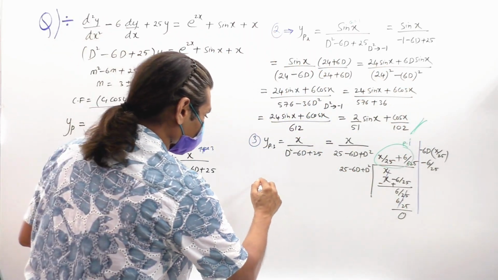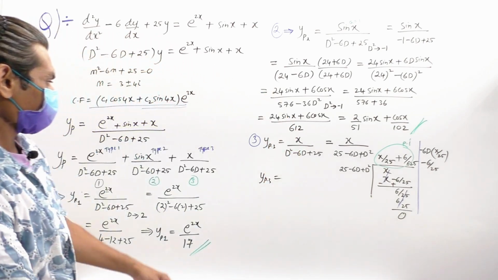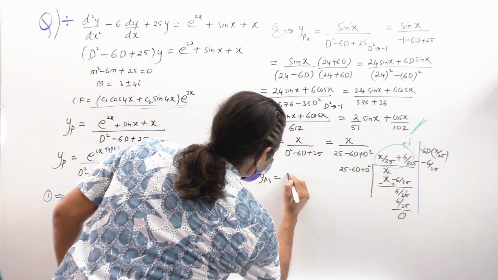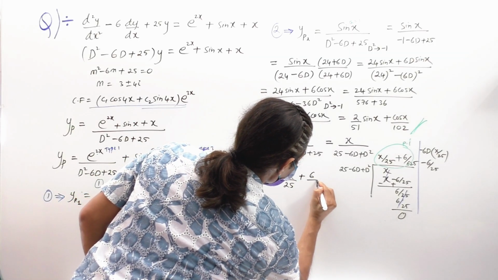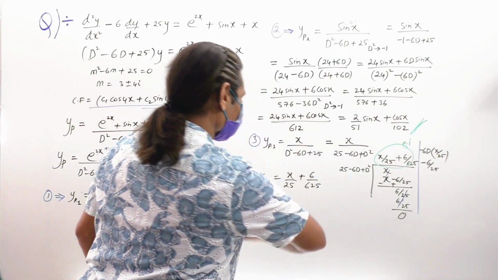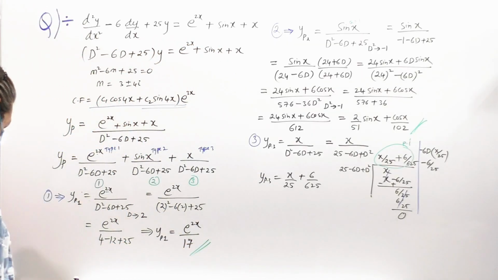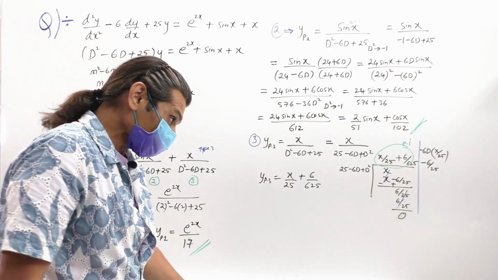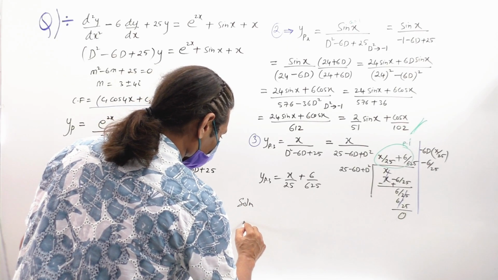So I write here therefore yp3. I was able to solve this entire question in the full screen here. That's great: x by 25 plus 6 by 625. Done. Therefore, as you know, the solution of the differential equation is the complementary function plus the particular integral.